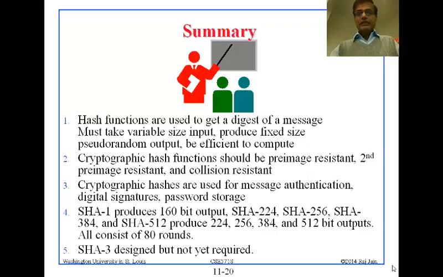And the cryptographic hashes are different from CRC in 3 respects. First, they are pre-image resistant, second pre-image resistant, and collision resistant. Pre-image resistant means you cannot calculate the other way around, you cannot invert it. Second pre-image resistant means you cannot even find another message that has the same result. And collision resistant means you cannot find any 2 messages, without even being given a message, that have the same hash. So those are the 3 properties.